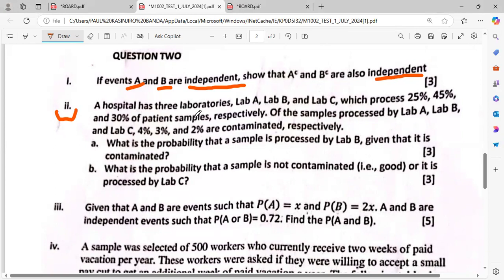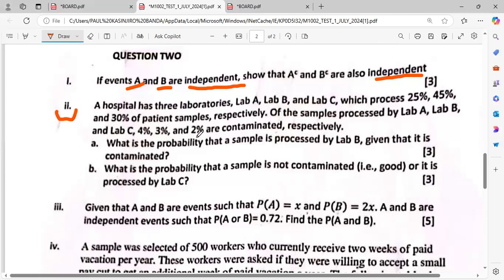30%. Okay, and then they're saying of the samples processed by lab A, lab B, and lab C, 4%, 3%, and 2% are contaminated respectively. So this means that from those samples that are processed by lab A, 4% is contaminated. Those samples that are processed by lab B, 3% is contaminated. And then those samples that are processed by lab C, 2% are what?